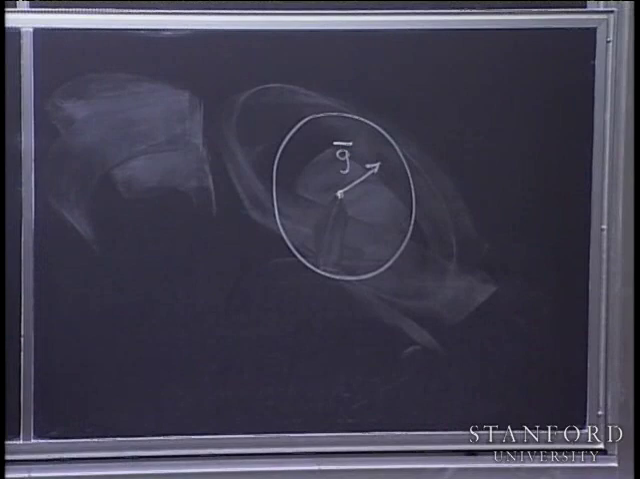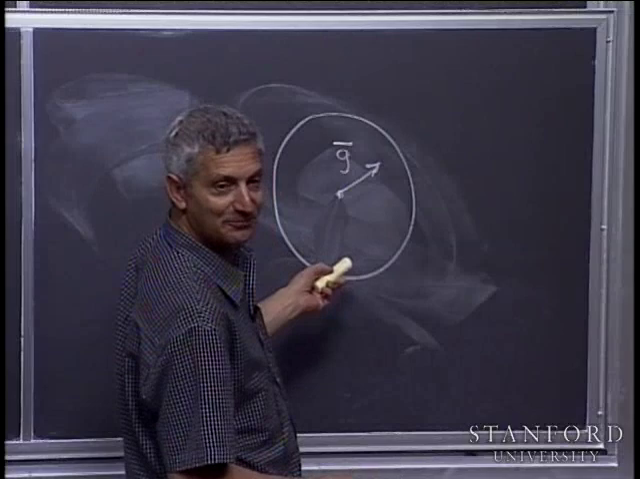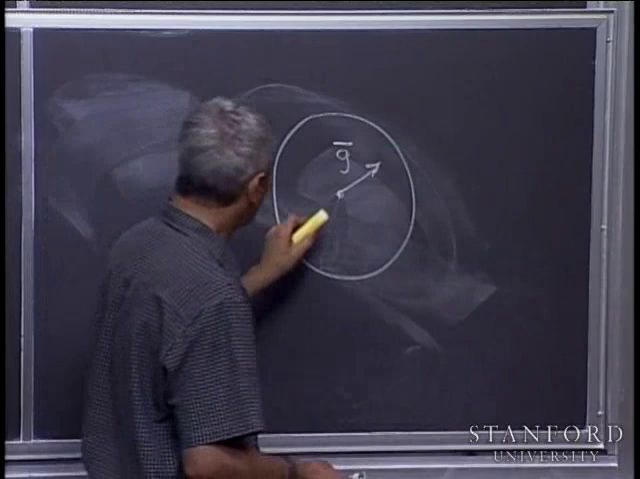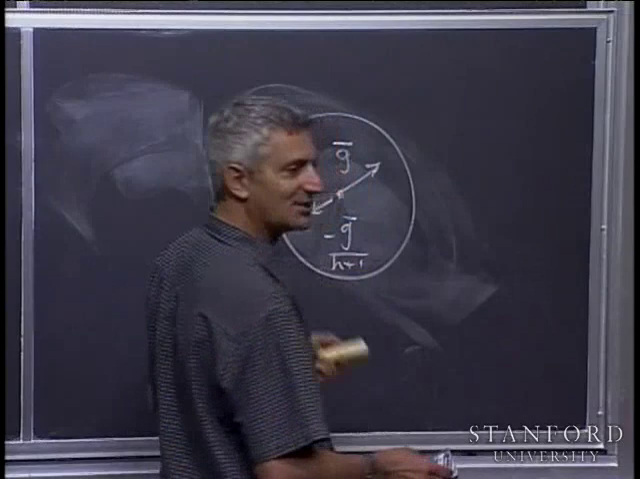Now the question is, which way to step? In a situation where your ignorance is isotropic, so you're equally ignorant in all directions, the correct step is to go minus g bar, and it's even funnier than that. It's basically divided by n plus 1, a constant step length of 1 over n plus 1. Period. That's it.